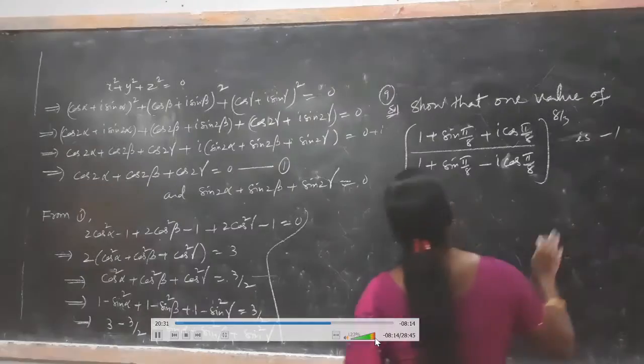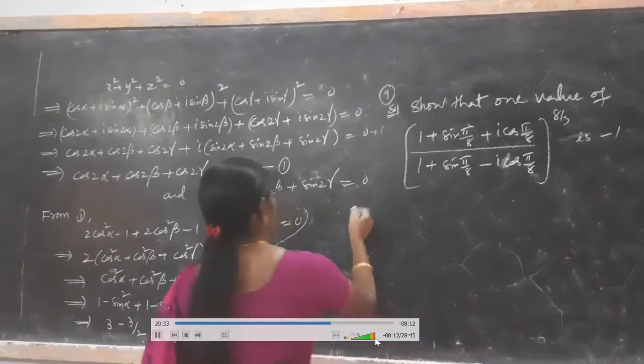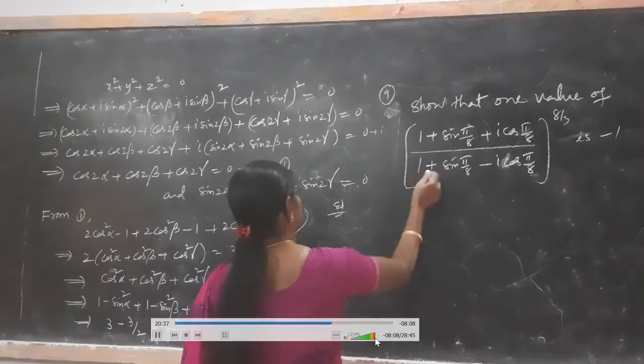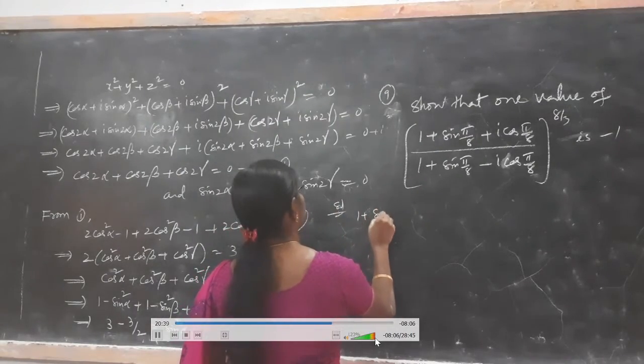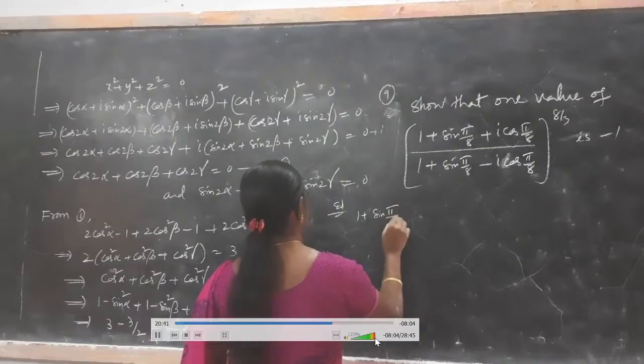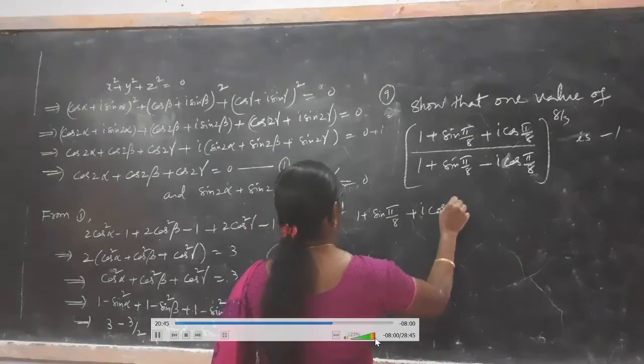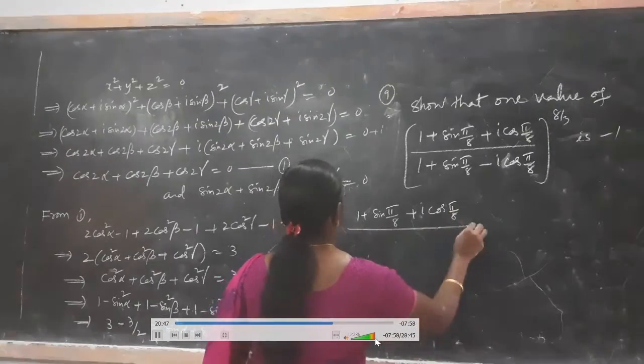This is our problem. So first, when we come to this solution, consider this one: 1 plus sin pi by 8 plus i. This is important for 7 marks. Okay.